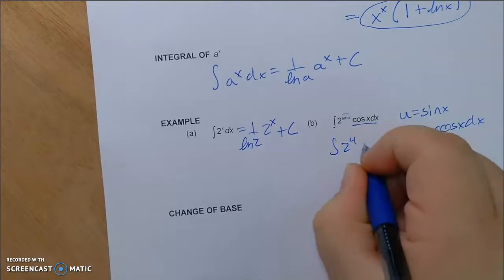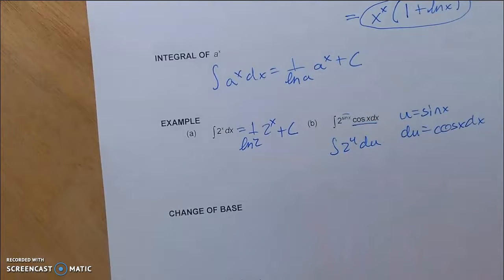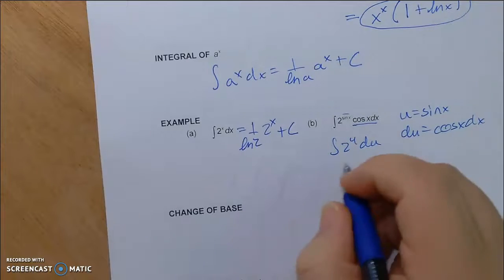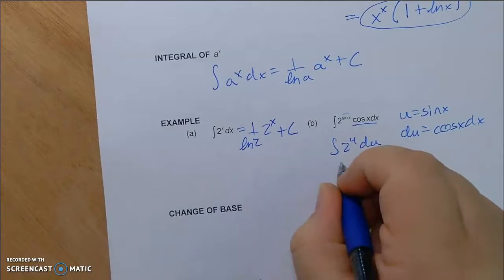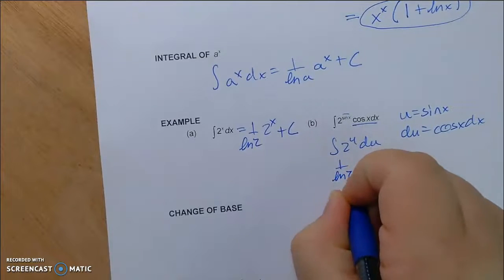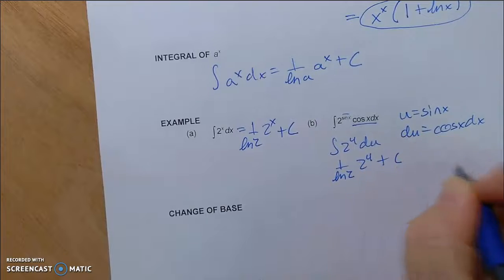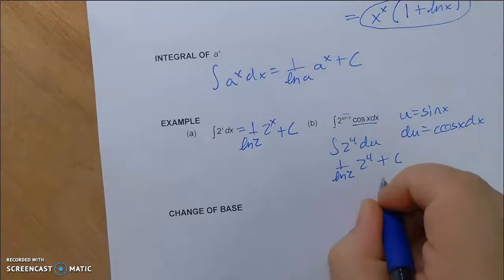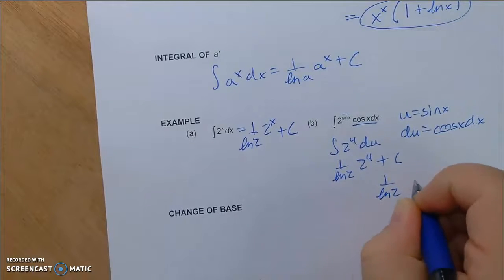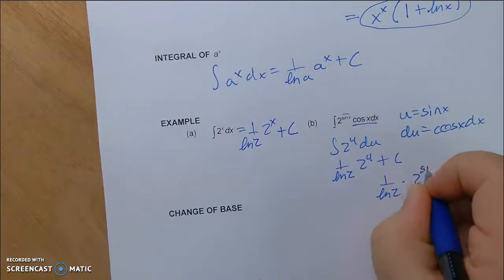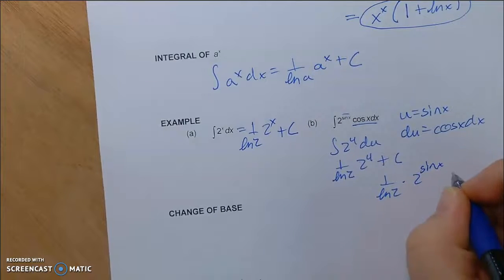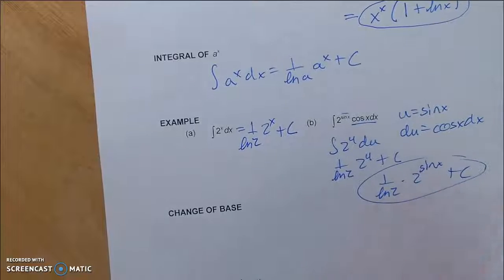So this is our dx, this is our u. Integral of 2 to the u du, which we just saw over here. So that's going to be 1 over natural log of 2, 2 to the u, plus c. Substitute back in, we get 1 over natural log of 2 times 2 to the sine x plus c. You can put that on top of that fraction, and both answers are okay. So that's it for derivatives and integrals.